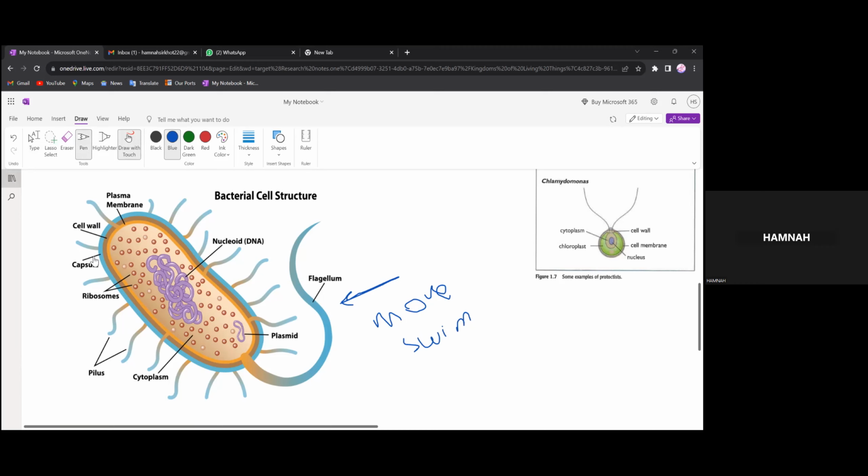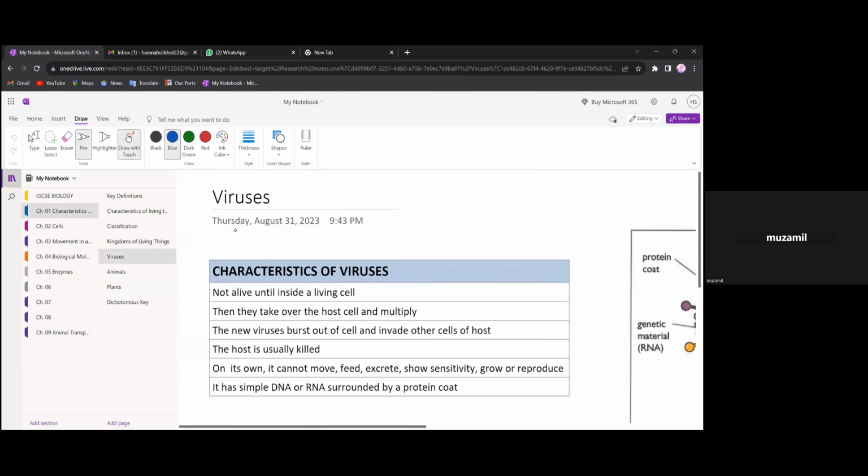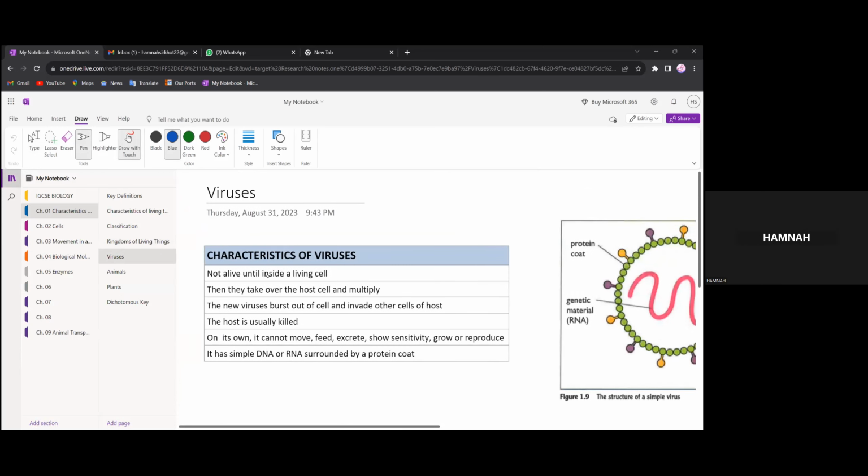Let's go to viruses. They're non-living. But when are they living? When they go inside a living cell, then they live. But what do they do when they're inside a living cell? They attack the cells and the host is usually killed.